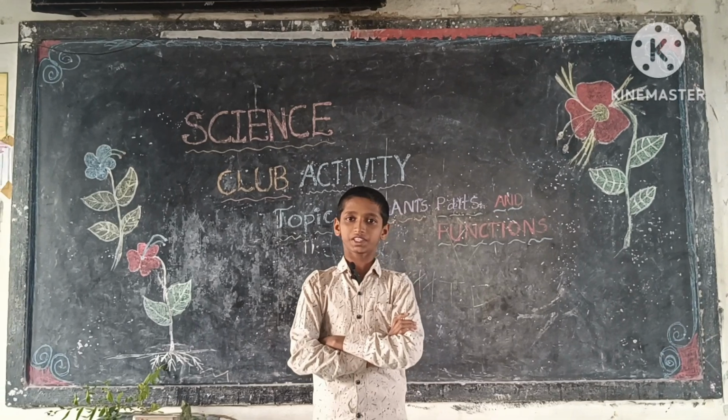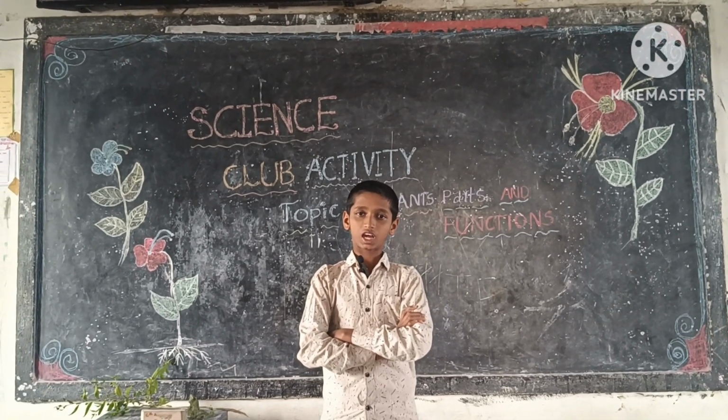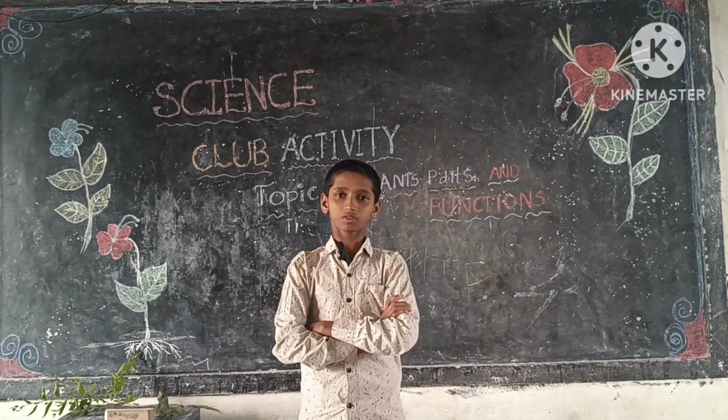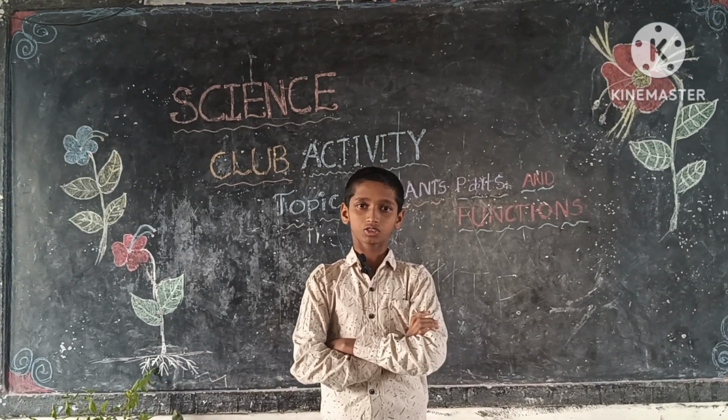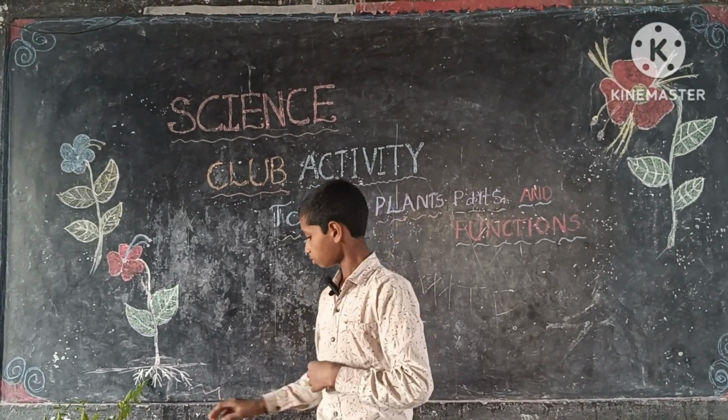Root systems are mainly divided into two types. They are, first one taproot system, second one fibrous root system. Now I am going to explain taproot system.